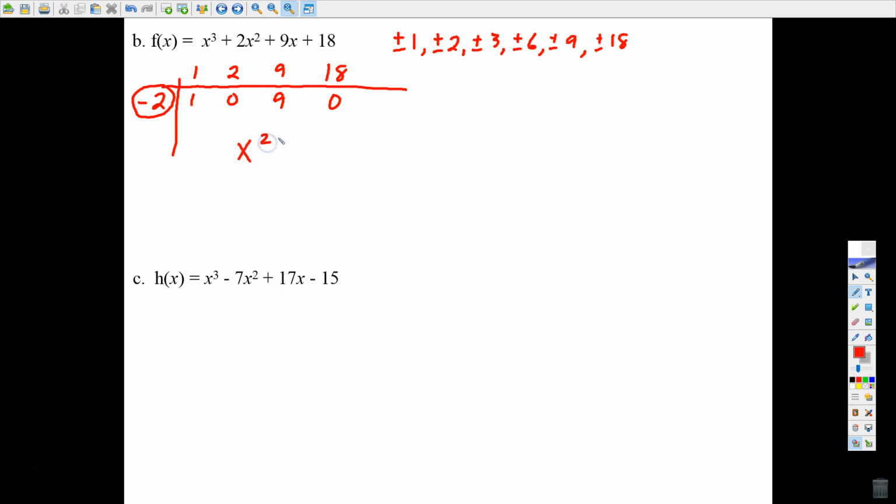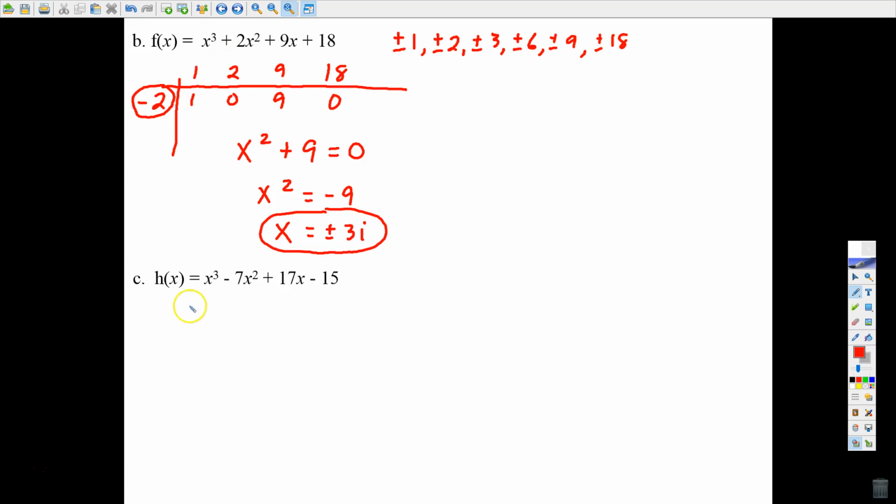So I'm going to take x squared plus 9, and I'm going to solve this quadratic equation for the other 2 zeros. So I subtract 9 from both sides, and then I do the square root of both sides, and I get my other 2 zeros of this function, positive 3i and negative 3i, to go along with -2.